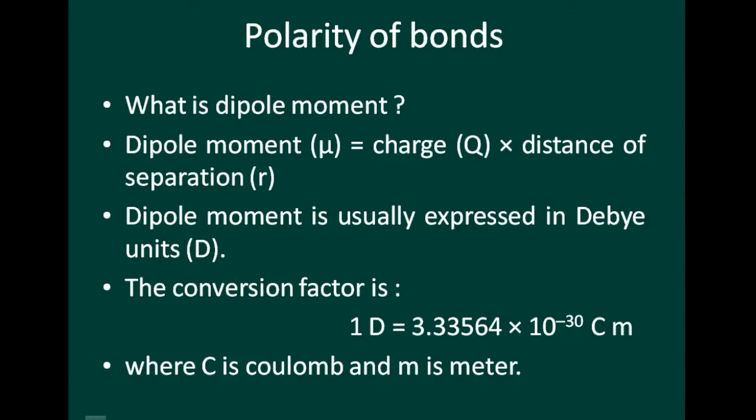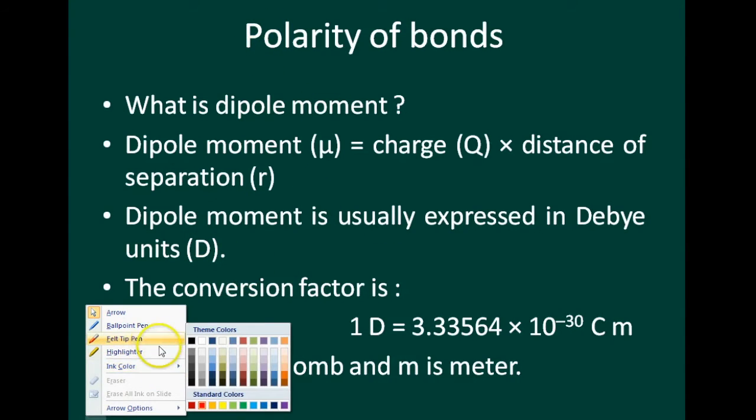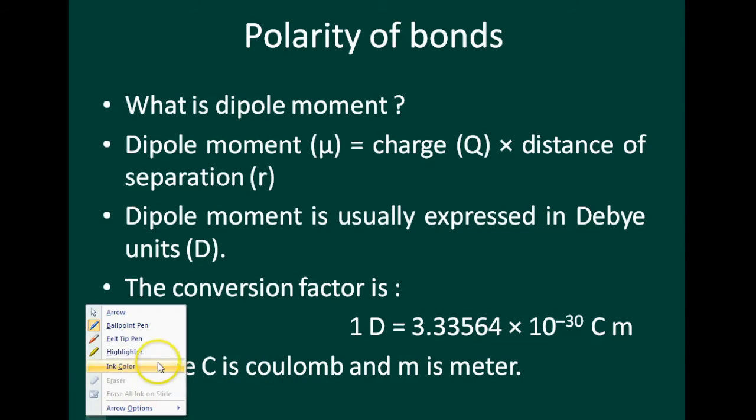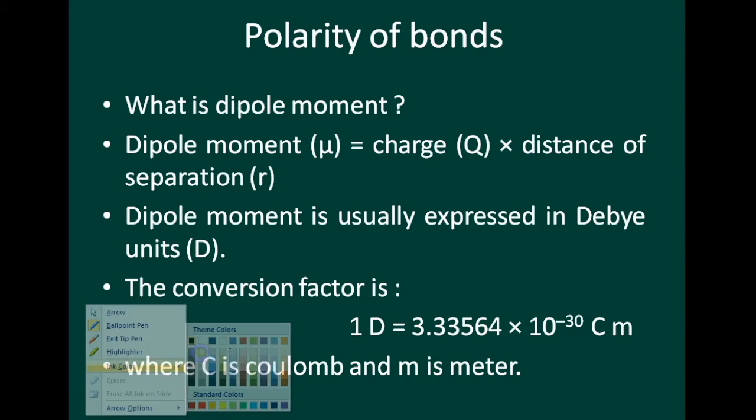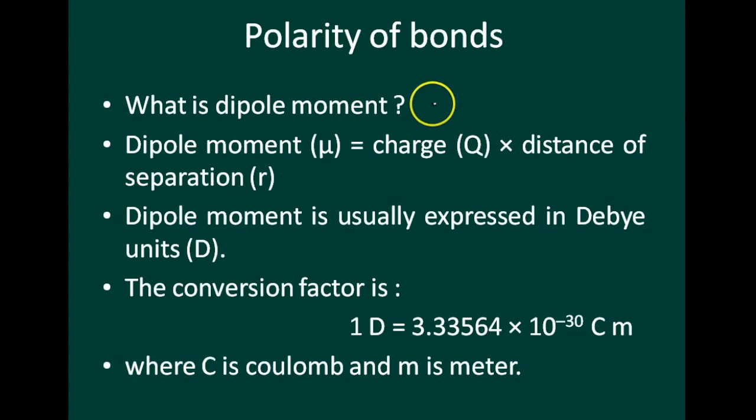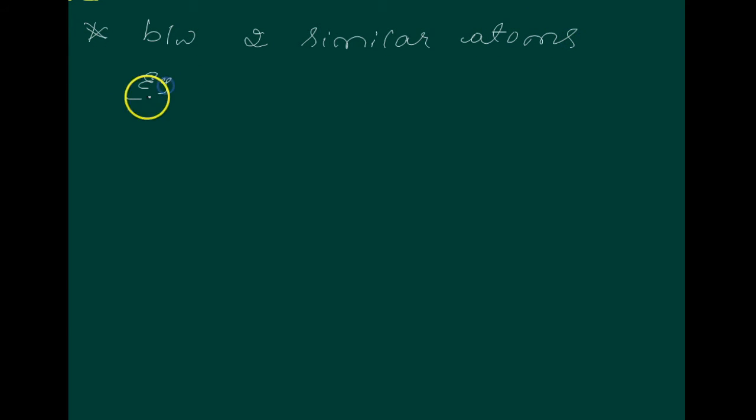Next concept is polarity of bonds. In polarity of bonds there are two types: non-polar covalent bonds and polar covalent bonds. I will also explain what dipole moment is. Before that, let me explain when a covalent bond is formed between two similar atoms. Examples are H2, O2 and Cl2, etc.